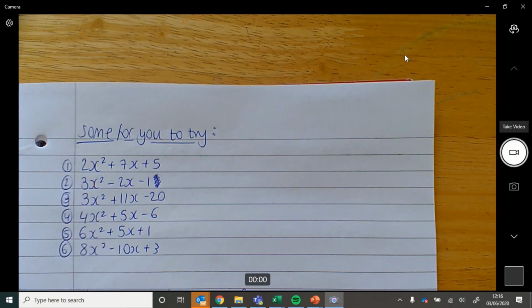Final thing you need to do for this lesson today is have a go at factorising these 6 questions. I know they are very tricky. The first 3 are slightly easier. The 4, 5 and 6 are slightly more tricky. Please do have a go at least 1, 2 and 3 and then I'll be putting up the answers shortly.